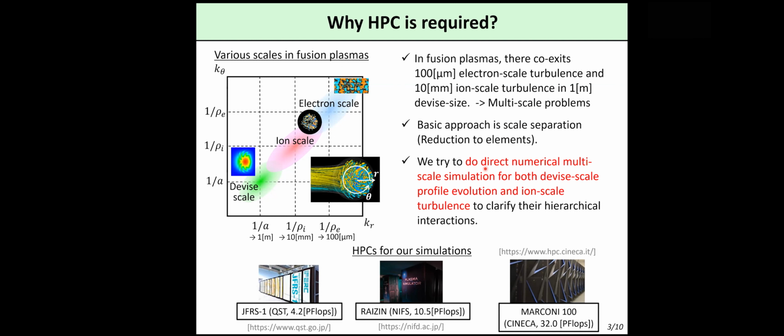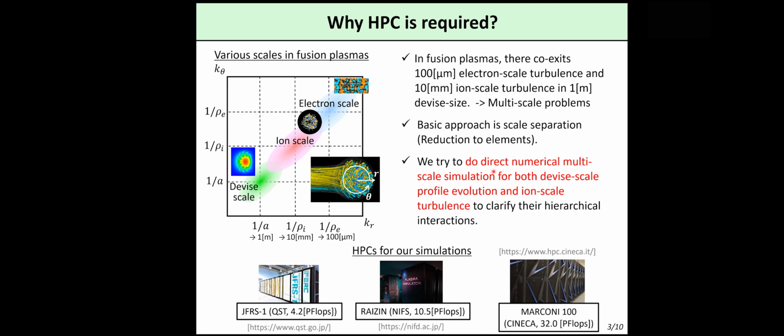On this page, I would like to discuss why HPC is required for our research. In fusion plasmas, there coexist 100 micrometer electron scale turbulence and 10 millimeter ion scale turbulence in a 1 meter device size, showing the very clear multi-scale physics nature. In the past, each scale was individually investigated by assuming the scale separation between device size, ion scale, and electron scales. But now, the interaction between different scales is also recognized to play an important role.